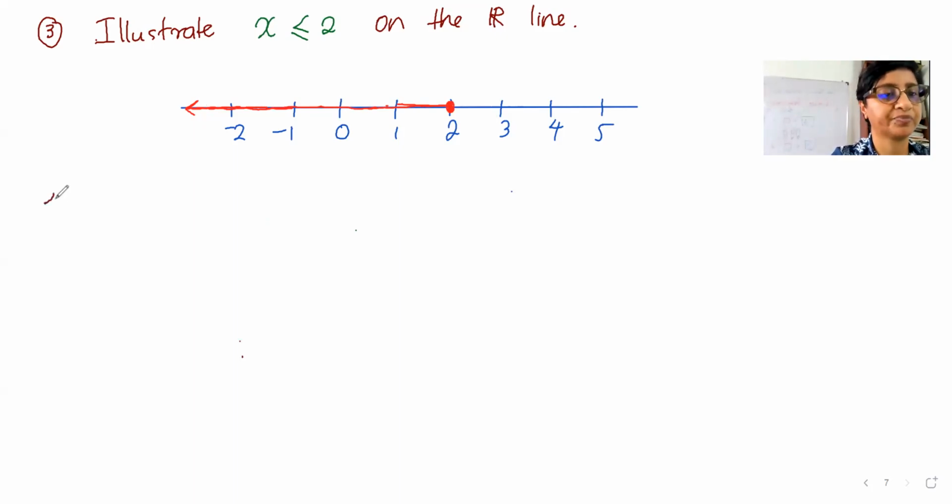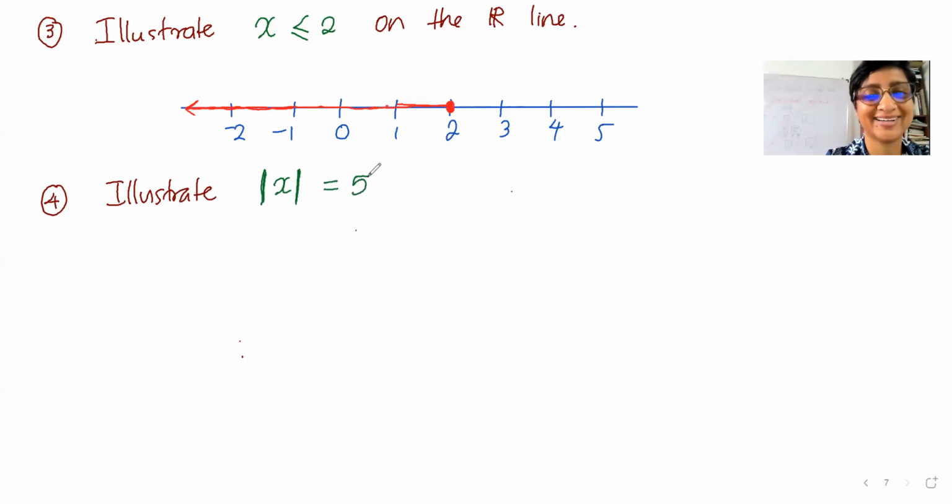Okay, here's number 4. Can you illustrate this? Mod of x is equal to 5. So I'm dropping the part on the real line. If I use x as the letter to represent that unknown number, then I want you to work in the context of real numbers. That's the indication.